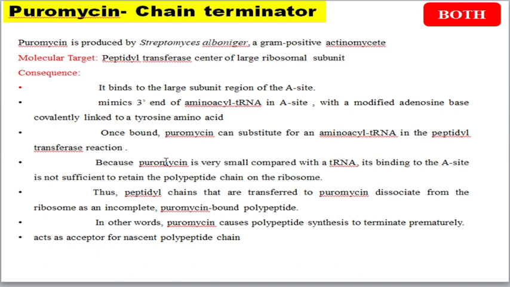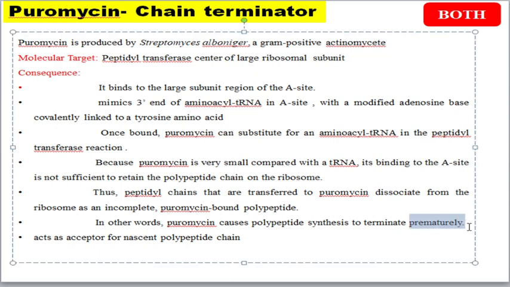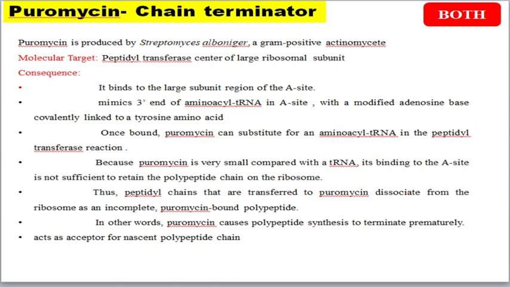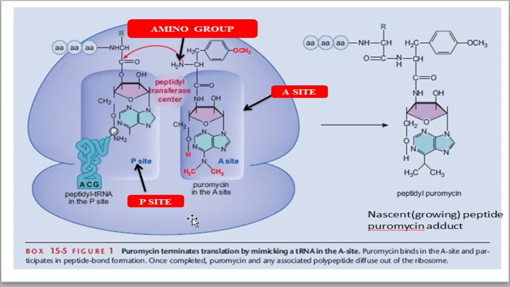As a result, it will dissociate from the ribosome as a puromycin-bound peptide, and this puromycin will cause the polypeptide synthesis to terminate prematurely. Prematurely means before the formation of the full peptide, it will form an immature peptide which is non-functional, and this puromycin is acting as an acceptor of the nascent polypeptide chain. Nascent polypeptide chain is nothing but a growing chain. It's not fully grown, it's a half-grown polypeptide chain which is ultimately of no use.